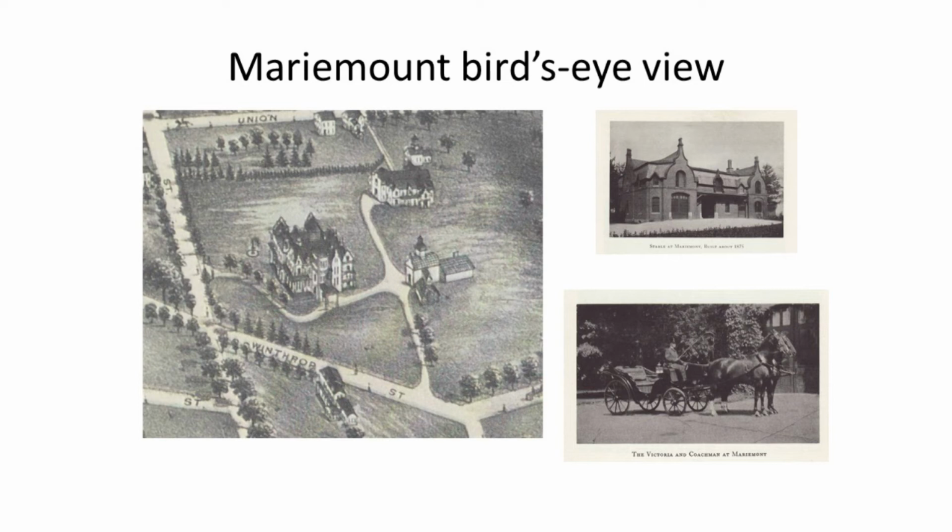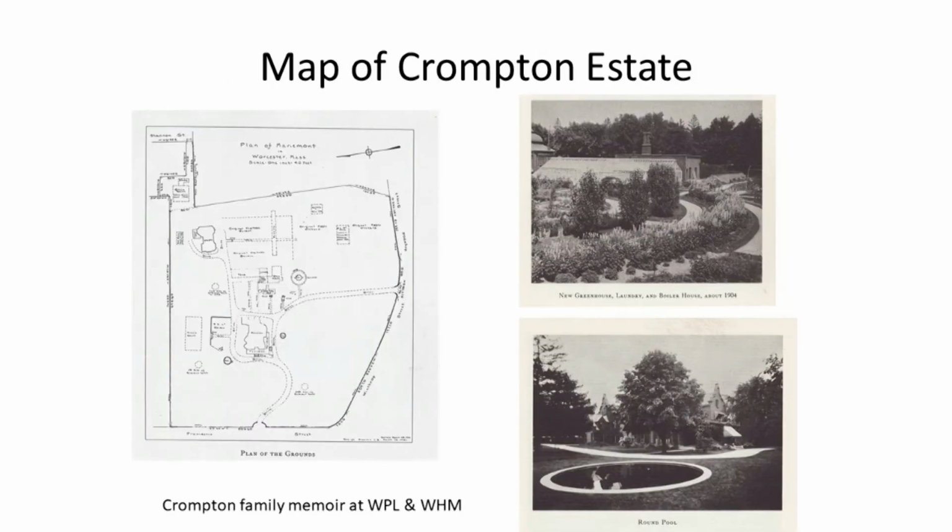And here's a map. And by the way, this is from a memoir of the Crompton family that's available for viewing. You can't borrow it from the Historical Museum or from the Worcester Public Library. But this is a map done by the family of the Mariemount. Providence Street is at the bottom of the picture, and then you can see the layout and some of the little roads there. Those are still entrances to the property.